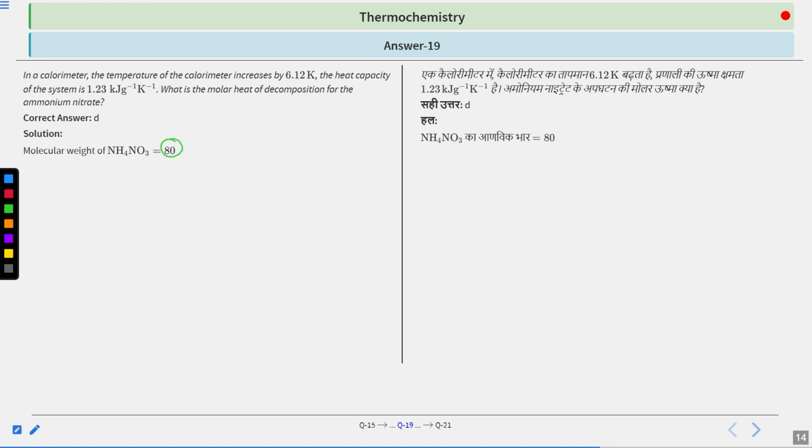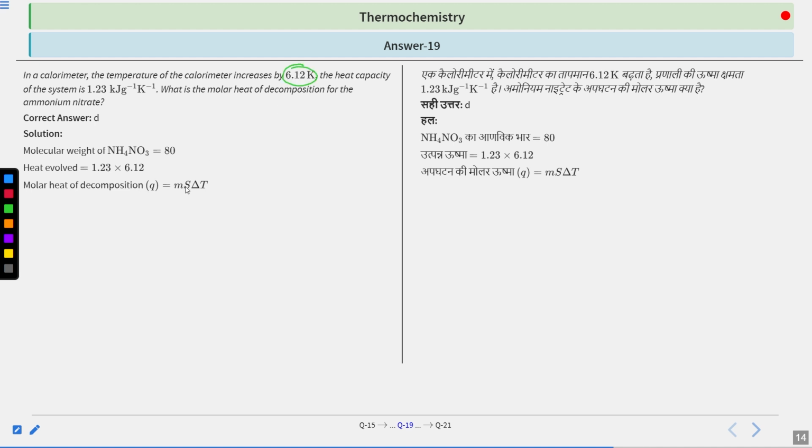Molecular weight of ammonium nitrate is 80. Therefore, heat evolved will be 1.23 into 6.12, because this value is given per Kelvin, but you have to find it for 6.12 Kelvin. Therefore, you will multiply this, right? That will give you the amount of heat evolved for raising the temperature by 6.12 Kelvin.